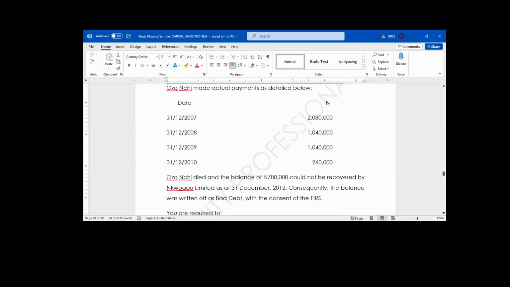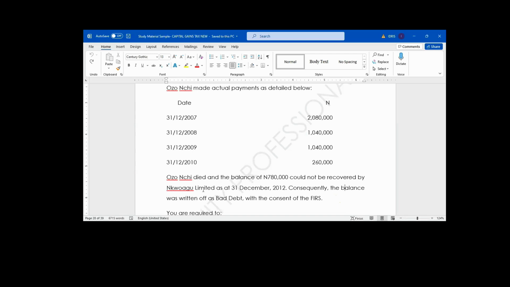He only paid what? 260,000. How much will be the balance? 780,000. The 780,000 could not be recovered, because in 2010, while paying the money, he suddenly slept and did not wake up again. You understand my point?